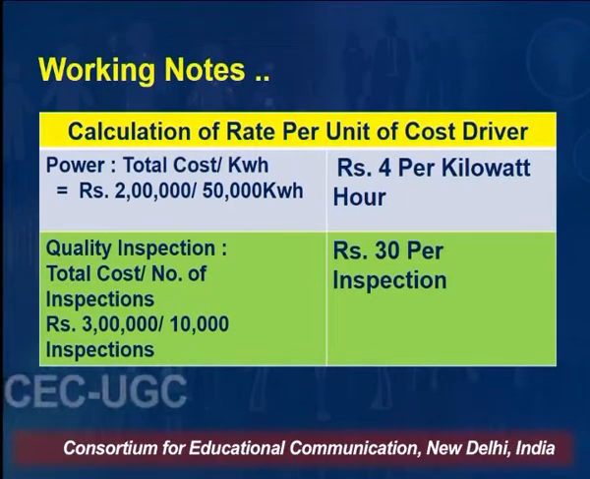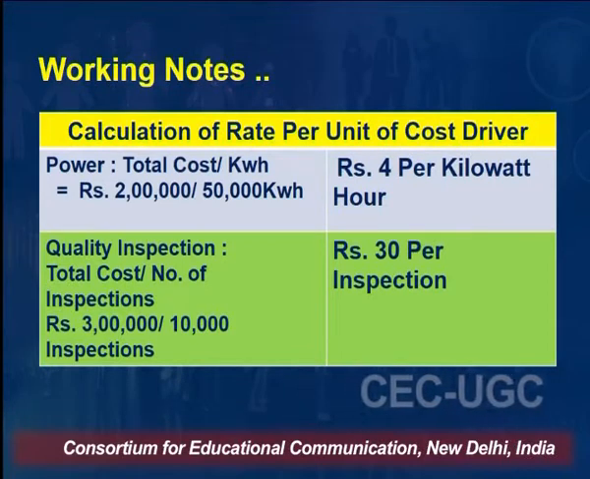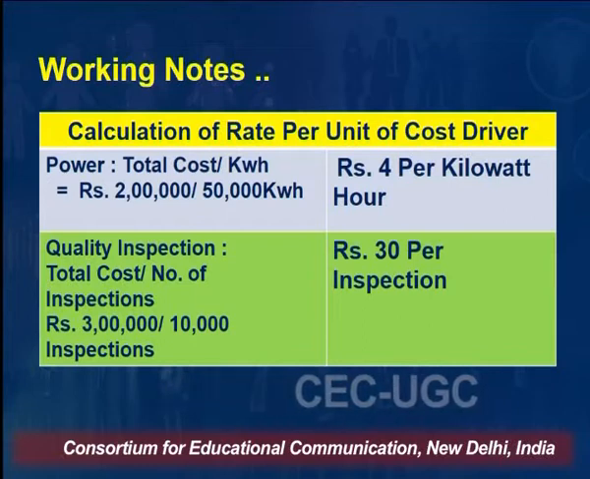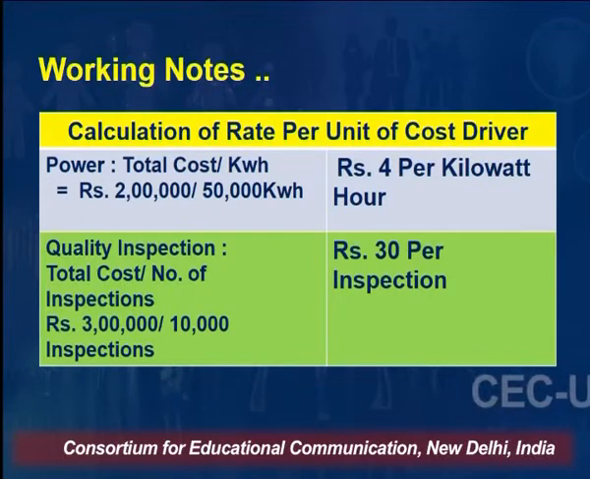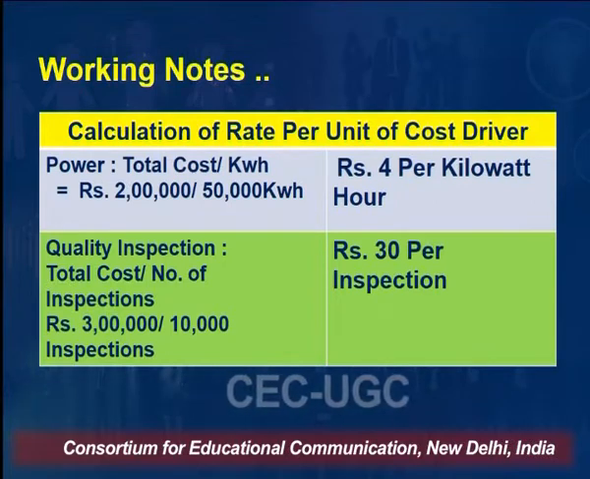So if you ask me what is the rate per kilowatt hour, it is very simple. Total cost divided by the capacity, that is total kilowatt hours, and that is given to be 50,000 kilowatt hours. So 2 lakh divided by 50,000 kilowatt hours is going to provide me the rate of rupees 4 per kilowatt hour. So it is very simple to calculate.